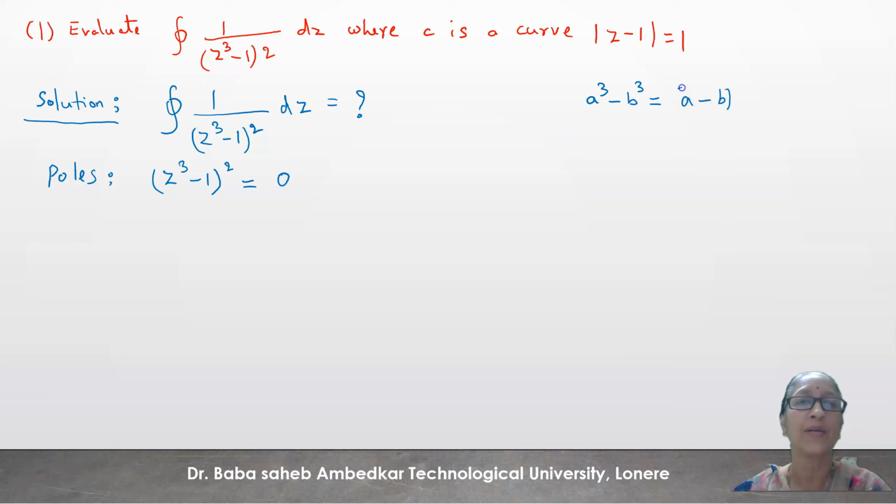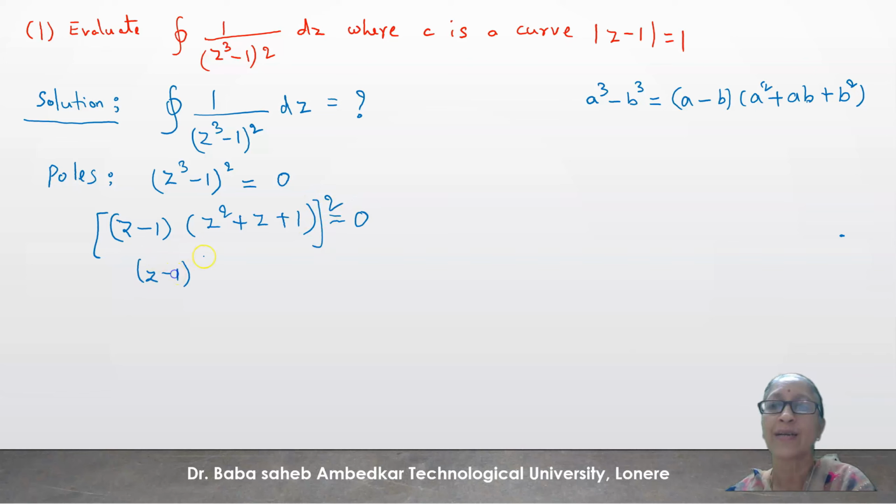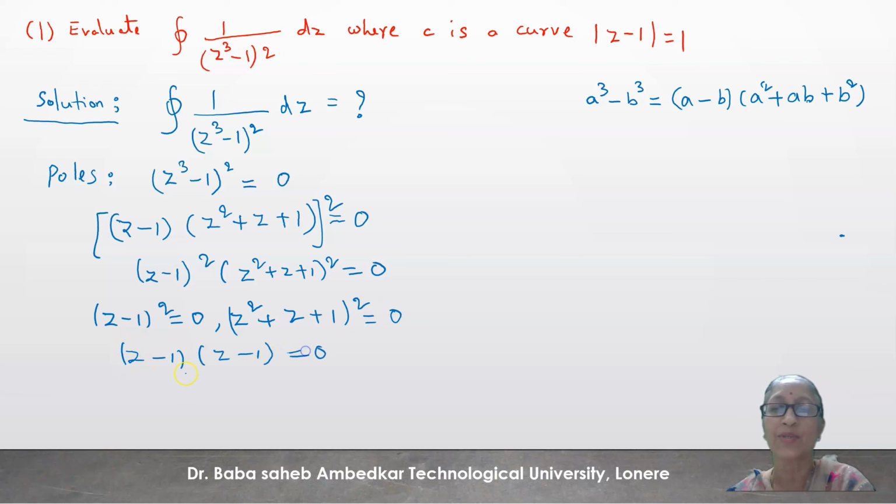So a cube minus b cube equals (a minus b) into (a square plus ab plus b square). According to this identity, within the bracket we get (z minus 1) into (z square plus z plus 1), and the whole square equal to 0. That means (z minus 1) whole square into (z square plus z plus 1) whole square equal to 0. So (z minus 1) whole square equal to 0, and the second bracket (z square plus z plus 1) whole square equal to 0. Now (z minus 1) whole square means (z minus 1) into (z minus 1) equal to 0, so z equal to 1, 1. So z equal to 1 is a pole of order 2.